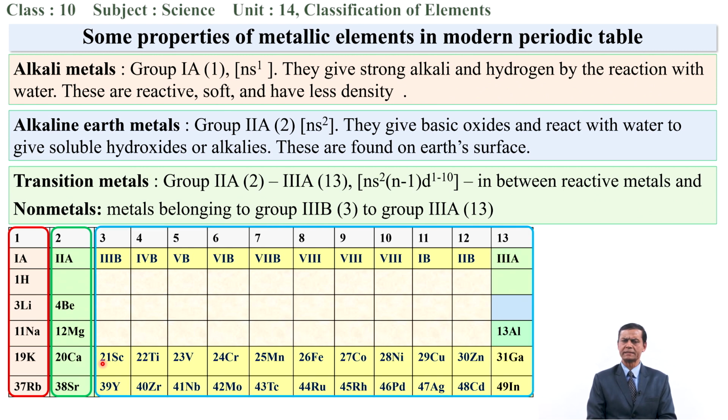Similarly, another metallic group is the transition metals. Remember which groups are transition metals? Group IIA or group 2 to group IIIA or group 13. Look at here, between group 2 and group 13, indicated by the yellow color. This yellow color group represents the transition metals, isn't it? Their electronic configuration is totally different from the other metals, isn't it?